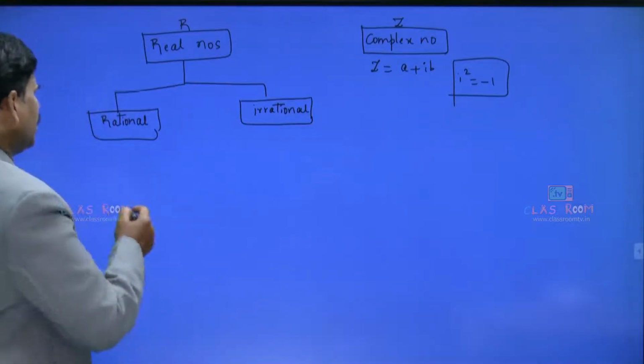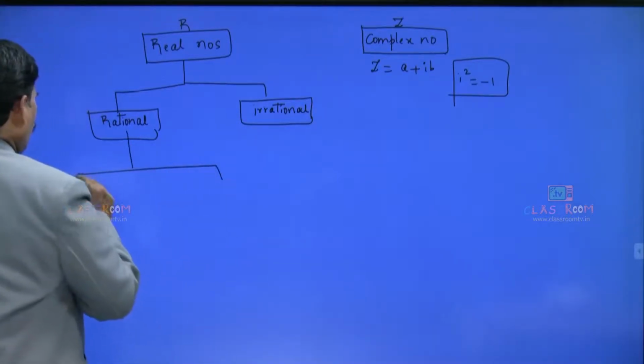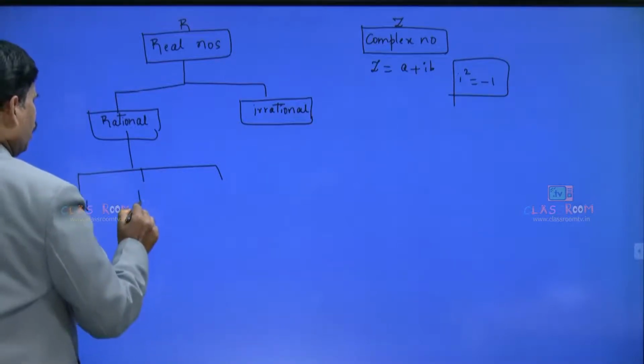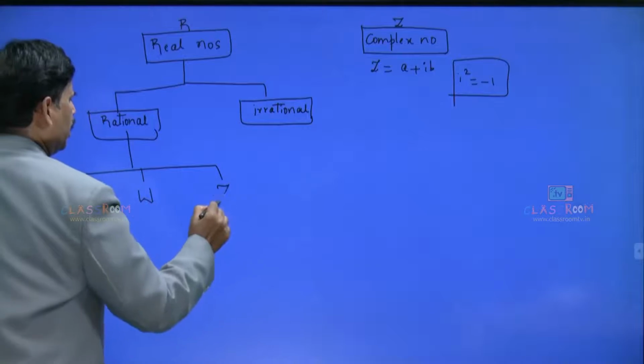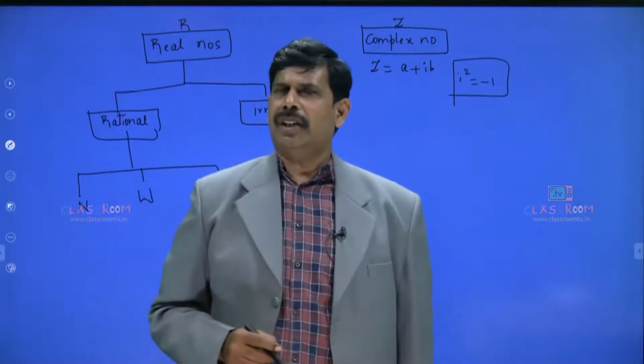Now again, from these rational numbers, what have we got? We learned about natural, whole and integers. All these are present in this. Is it clear?